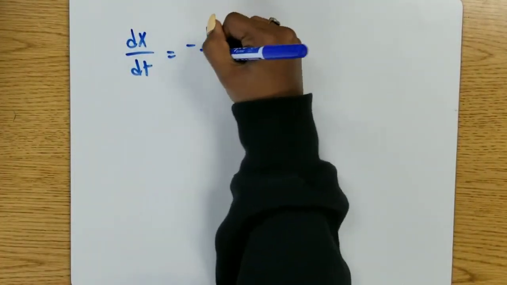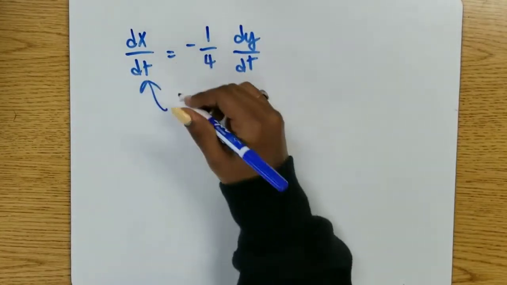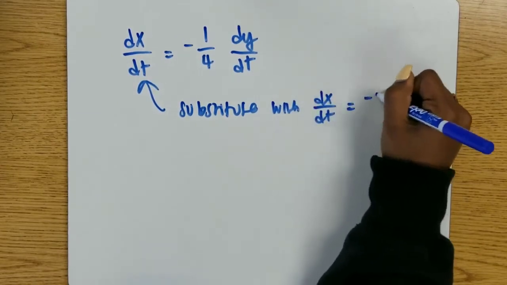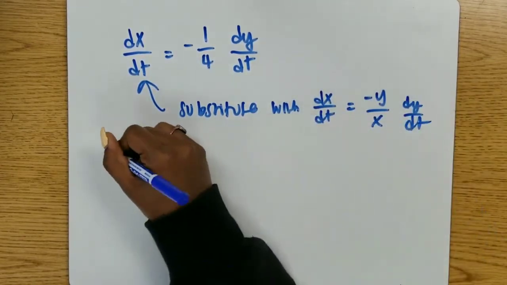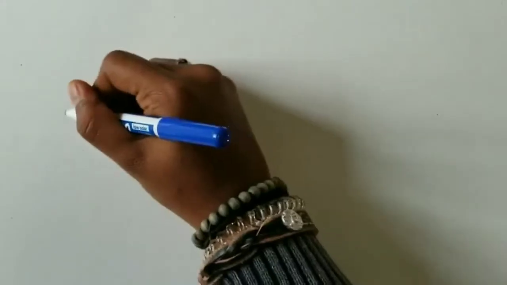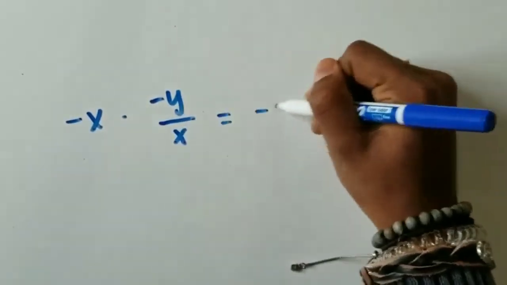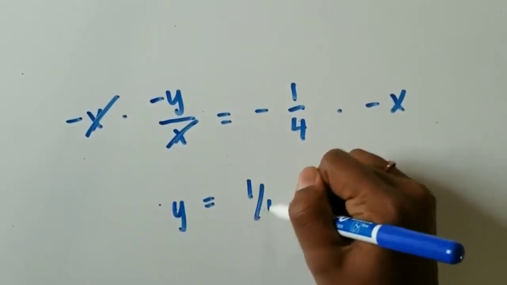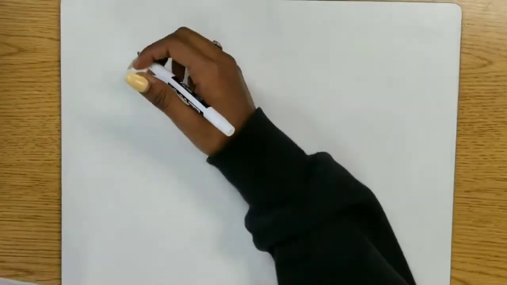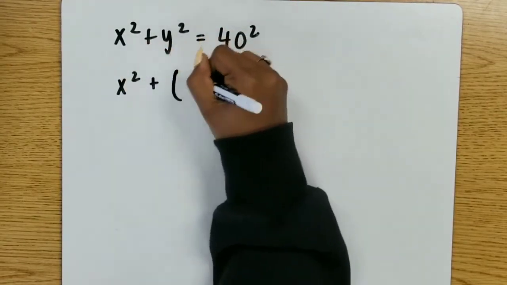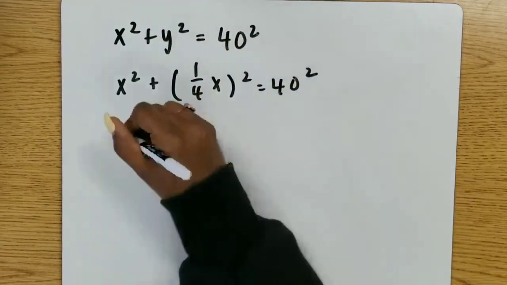Go back to the equation dx dt is equal to negative 1/4 dy dt. Substitute dx dt with negative y over x dy dt. Then solve for y. Now go back to the Pythagorean theorem from earlier and use y is equal to 1/4 x to plug in for the values of y. Then solve for x.